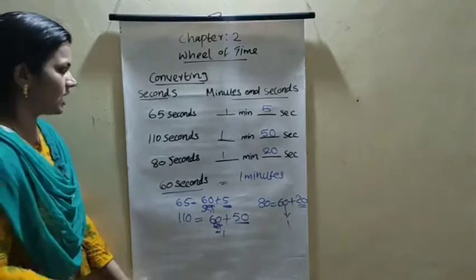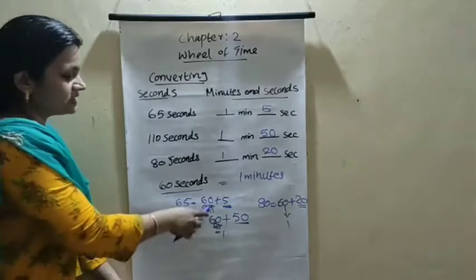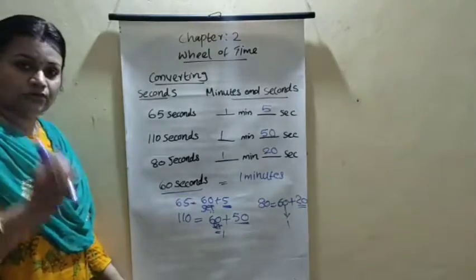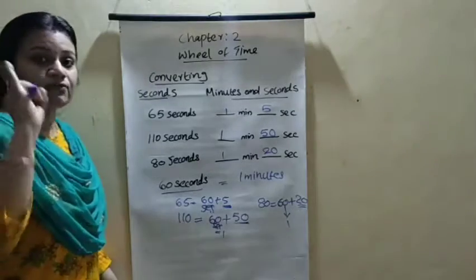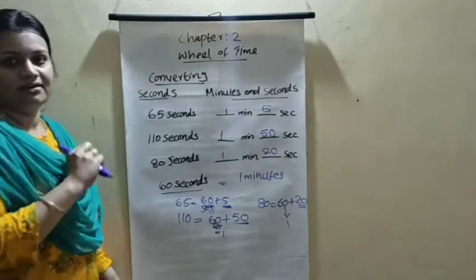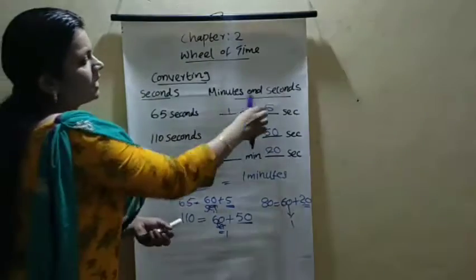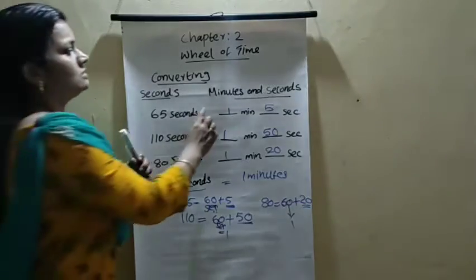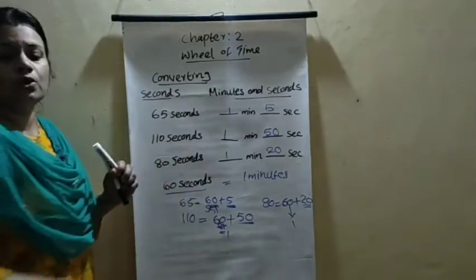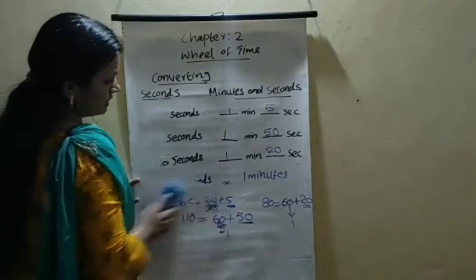Did all of you understand how to convert seconds into minutes and seconds depending upon 60? Then you use your fingers and count, but always remember one thing: one finger equal to 10. Understood? All of you understood this, sir. 65 seconds equal to 1 minute and 5 seconds. Next we have to study minutes and seconds converted into seconds.